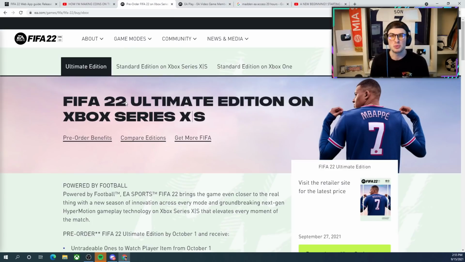Now, talking about FIFA 22 and when we can actually get on the game, not just the web app, not just packing cards, not just trading cards, not even just looking at cards, but when can we actually get on the game? When does that and how does that work?